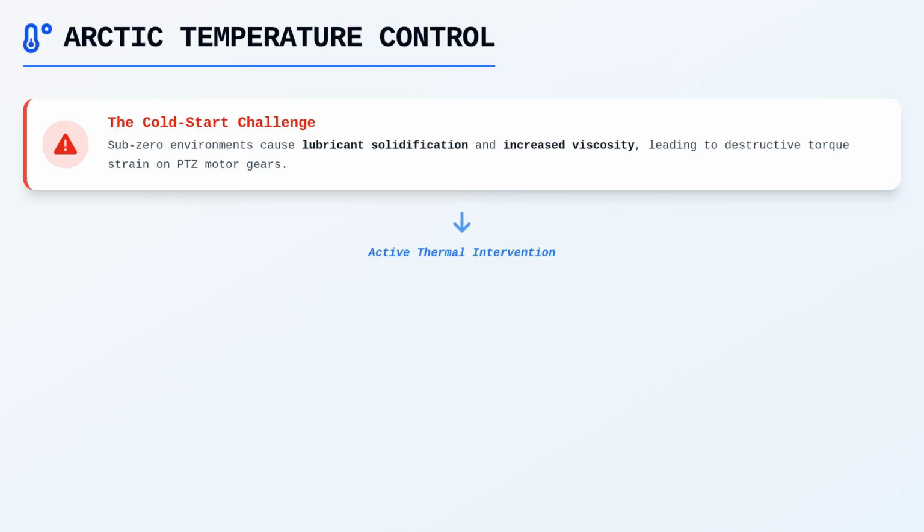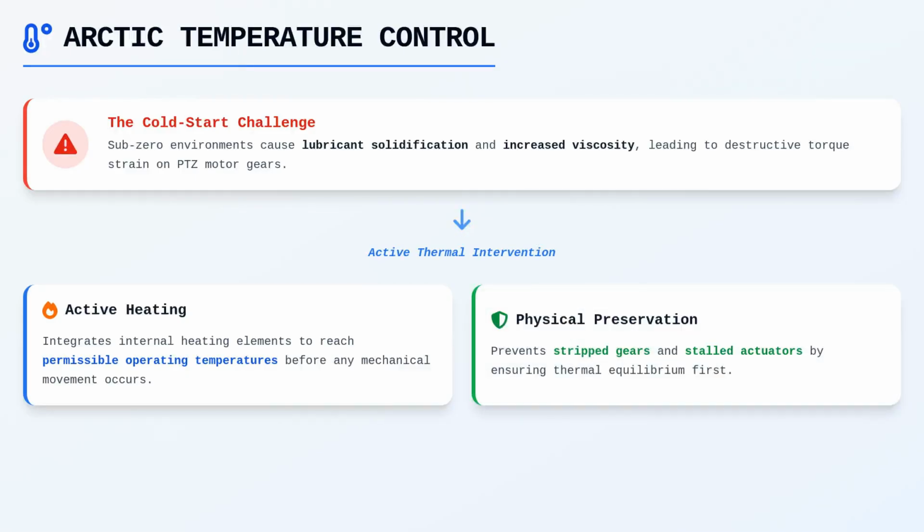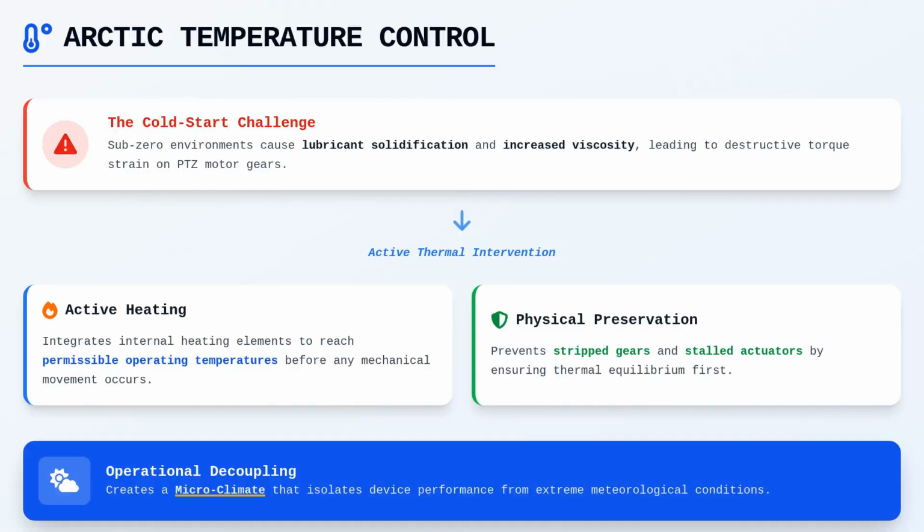Arctic temperature control is a sophisticated methodology that integrates active heating within the camera housing to bring the internal components to a permissible operating temperature before the mechanical initialization occurs. This ensures that the physical integrity of the gears and the motors is preserved, preventing stripped gears or stalled actuators during a cold snap. The logic embedded in these cameras prioritizes the thermal equilibrium of the internal environment, effectively creating a microclimate that decouples the device's operational state from the ambient meteorological extremes.